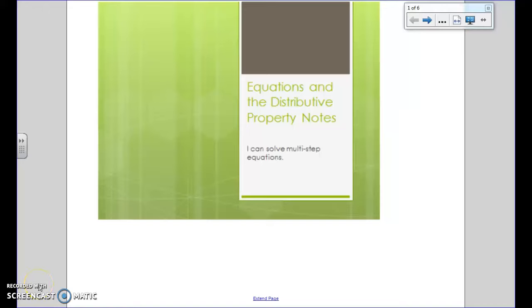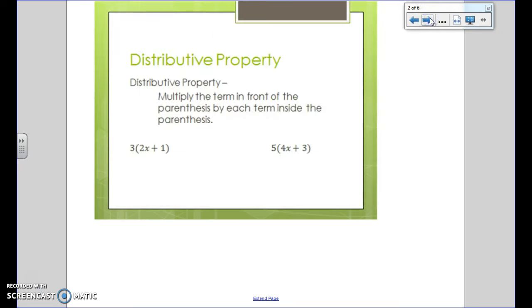Alright, this is Mr. Gillum, and today we're going to continue on with equations, and we're actually going to add one more step, and we're just going to call these multi-step equations. Alright, and so it's kind of a combination of a two-step equation, and we're going to actually add the distributive property today. Okay, so we're just going to add in one more layer of detail.